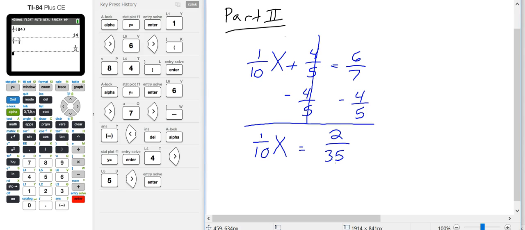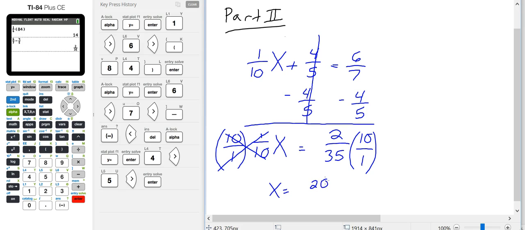Now we want to get the x alone, but now it's attached to 1 over 10. So we're going to multiply both sides of the equation by 10 over 1, the reciprocal of the coefficient of x. Since we do it to the left side, we're doing it to the right side also. 10 over 1. So 1 over 10 times 10 over 1, these two cancel out. And x is equal to 20 over 35.